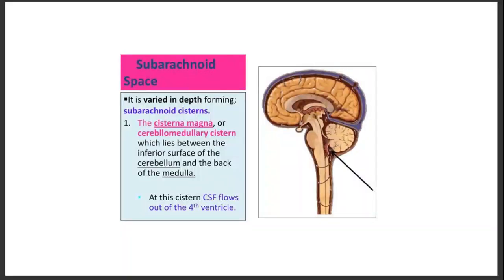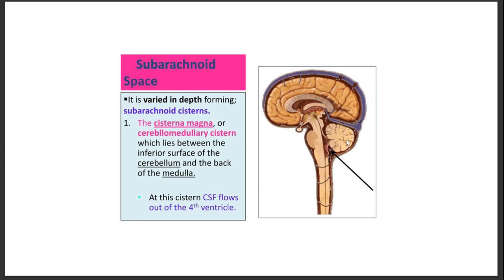So the subarachnoid space is just a space below the arachnoid and above the pia mater. It has what we call the subarachnoid cisterns. So you have got the cisterna magna, also known as the cerebellomedullary cistern, because it is found between the cerebellum and the medulla. This one lies between the inferior surface of the cerebellum, like down the cerebellum, and the back of the medulla.